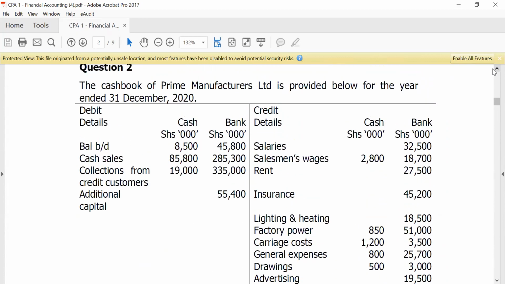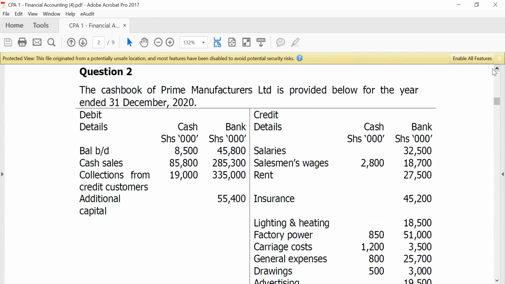As we can see, we have a cash book right here, and this cash book has the debit and the credit items. Our balance brought down is 8,500 for cash and 45,800 for bank. Basically, this is a 2-column cash book. Why is it a 2-column cash book? Because it has a column of cash and also a column of bank.